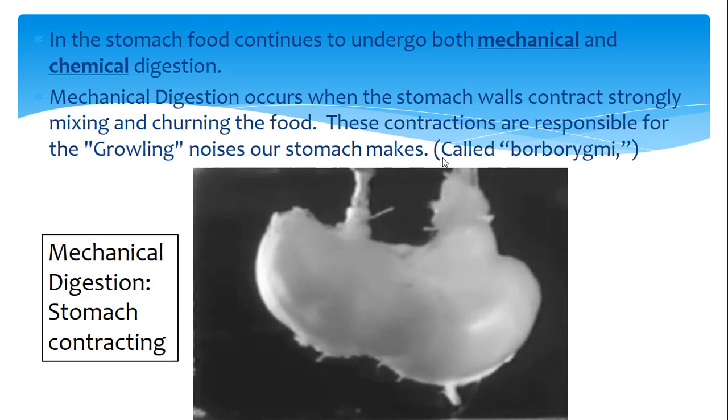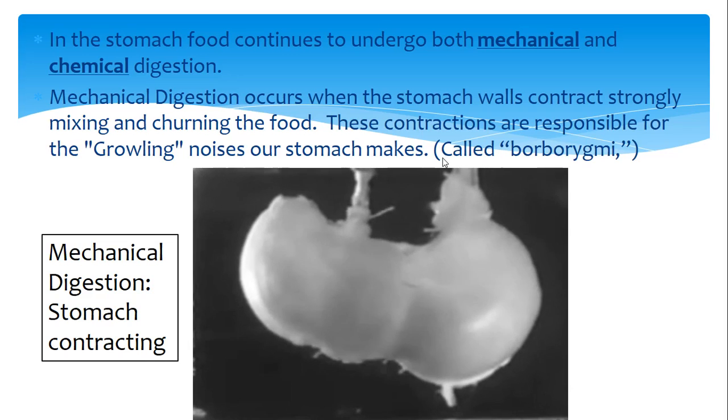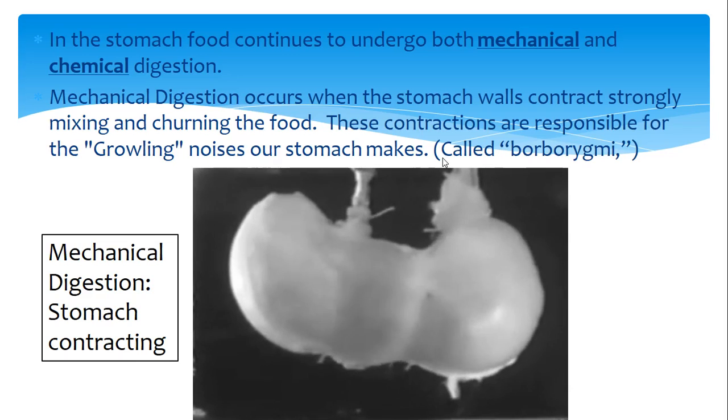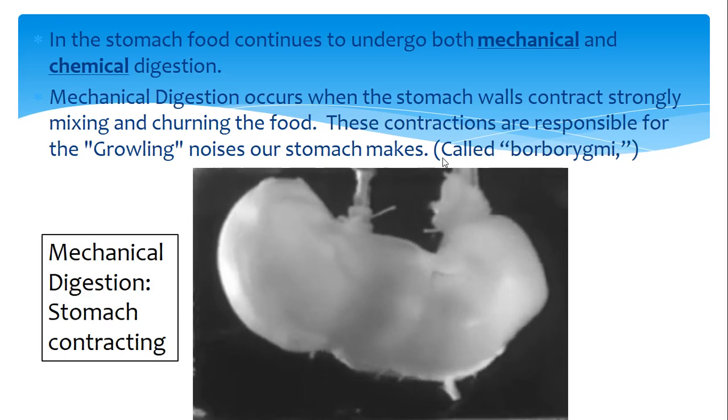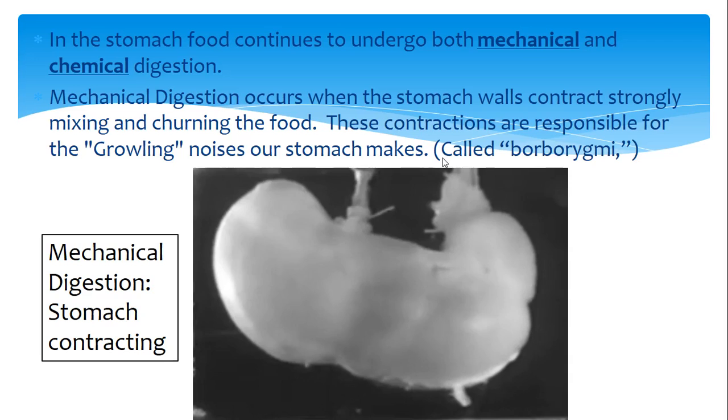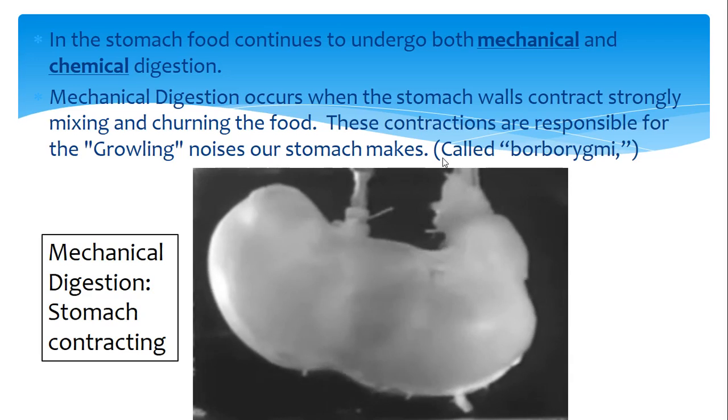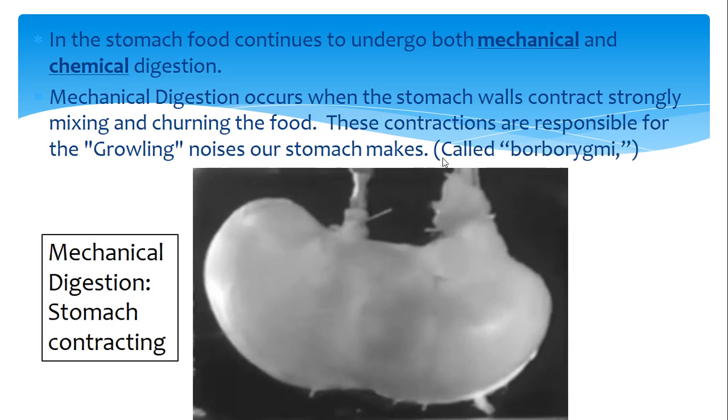So mechanical digestion continues in the stomach, right? Mechanical digestion starts in your mouth where we chew our food and mix it with saliva. We break it up, which increases surface area. But the stomach also acts to agitate your food and continue to twist it and knead it, and squish that food.